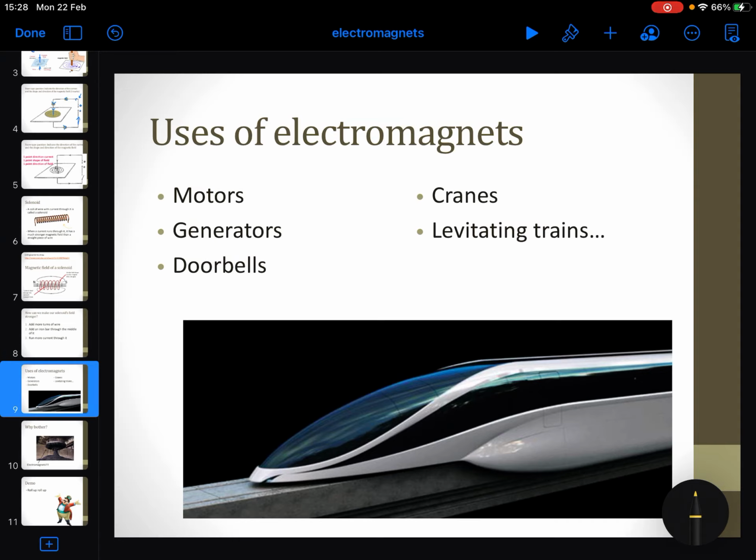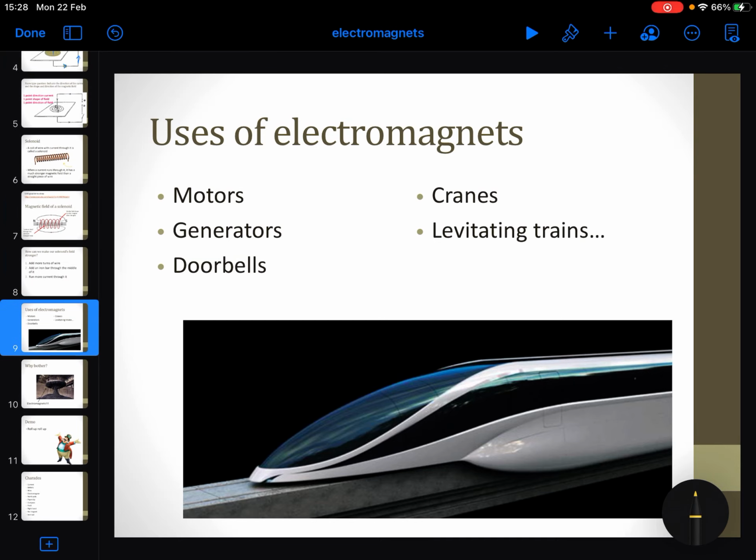When I was at uni, I did a whole essay on levitating trains. They are called maglev trains. They have them in Japan. They are very cool. So magnetic levitating trains. So yes, there you go.